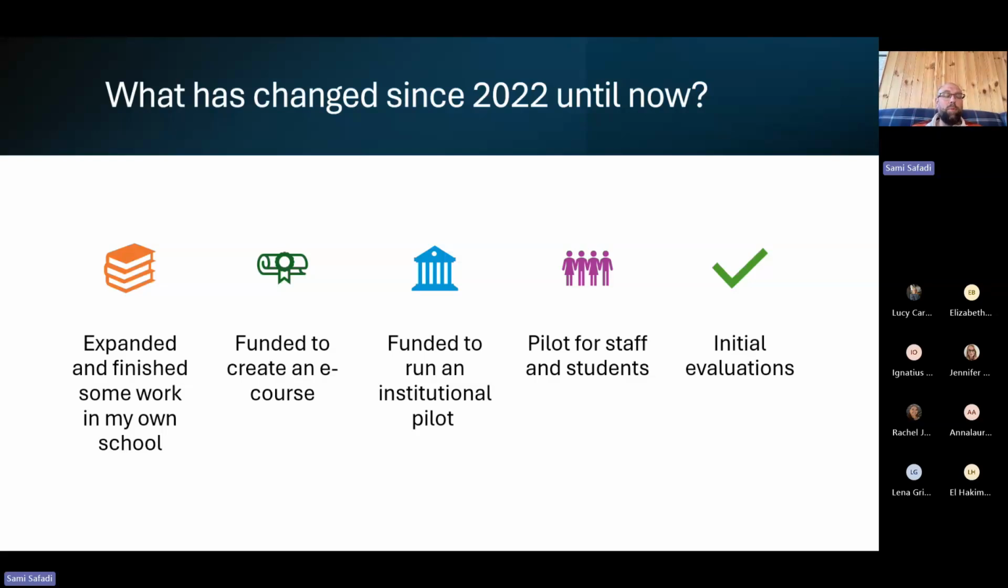So I put in a proposal to create an e-course, to move away from people having to go through slide after slide or page after page of a PDF. And we managed to do that, and we worked with an external partner, because I'm not particularly techie myself, to create this interactive e-course. And then that was run through our equity areas as an institutional pilot, and that's the work I've been leading on this year.